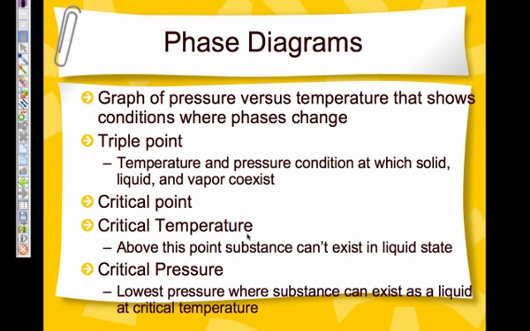The critical point is dependent on where the critical temperature and critical pressure are. Above that point, the substance can't exist in a liquid state. The critical pressure is where the substance cannot exist as a liquid at any higher pressure. You might want to know the difference between critical temperature and pressure. That'd be fine. Okay, so I think the next slide is a diagram. I can come back to this.